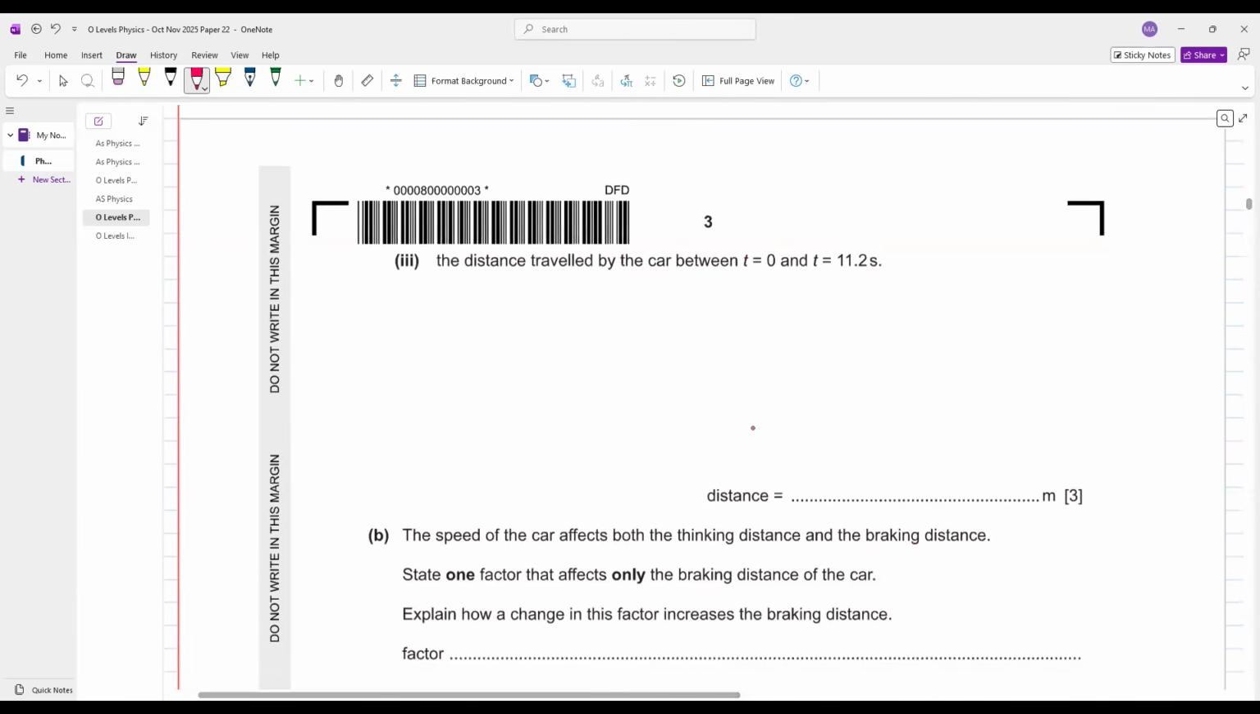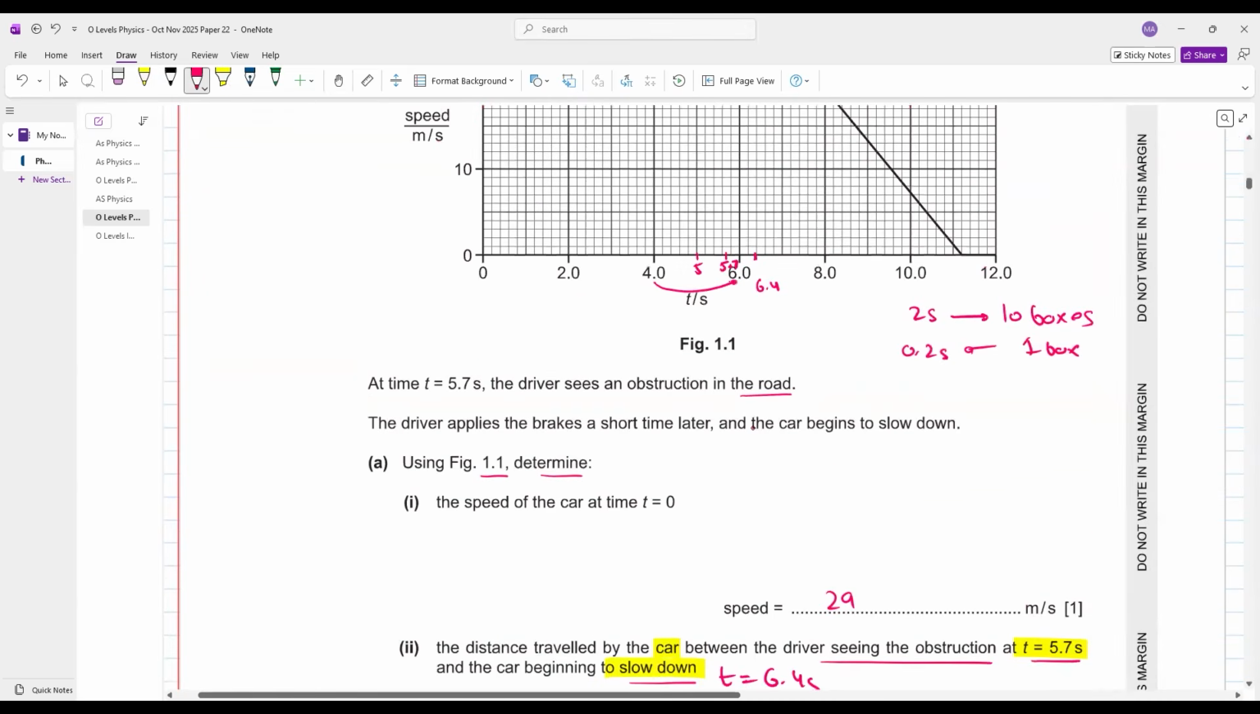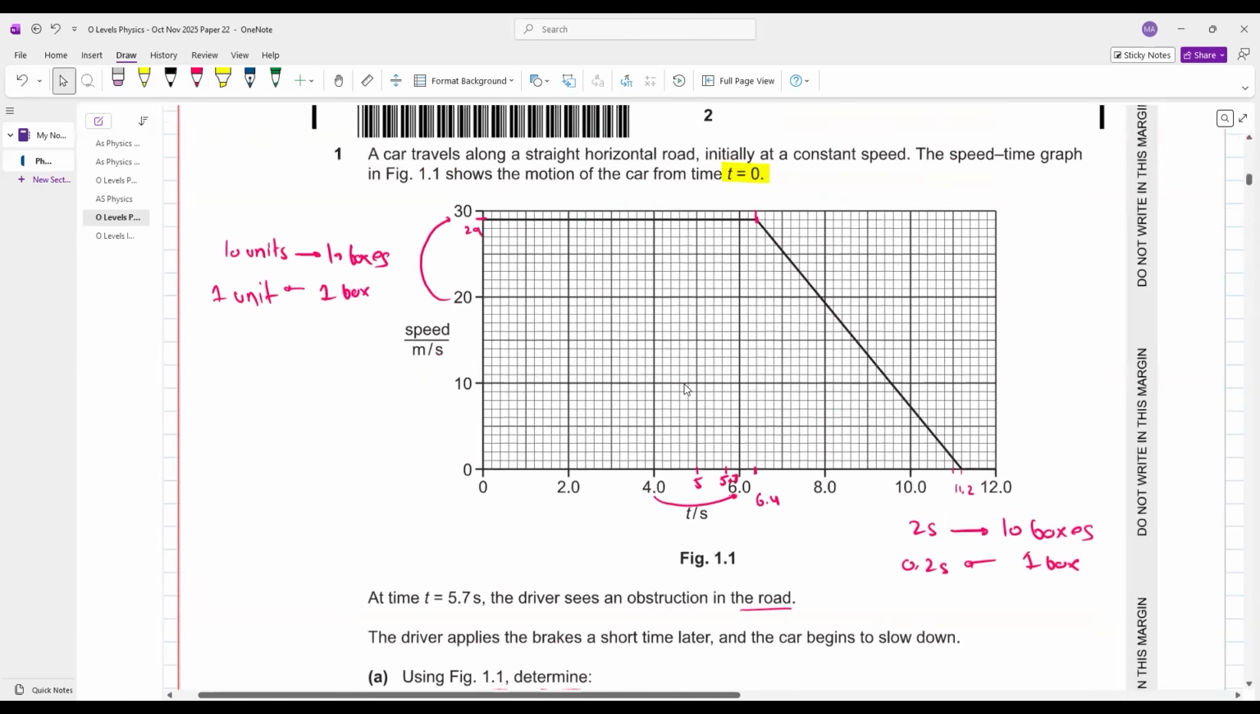Now let's see this. Calculate the distance traveled by the car between time t equals 0 and 11.2 seconds. Where is 11.2 seconds? This is 11, this is 11.2. So you have to calculate the distance traveled between t equals 0 and 11.2 seconds. Distance is equal to the area under the graph. The area under the speed-time graph is your distance. You have to calculate the area of this trapezium.